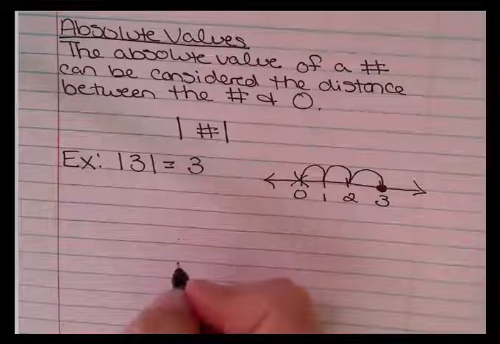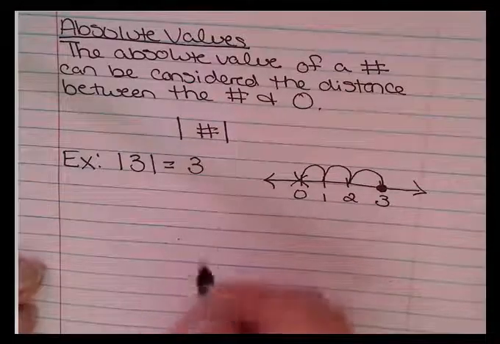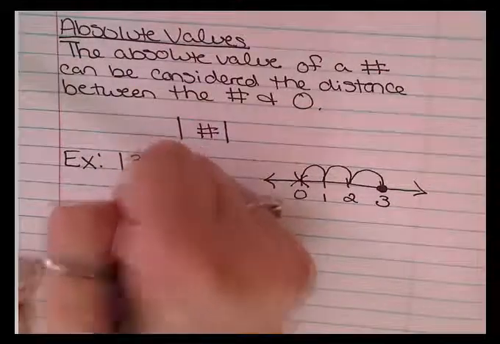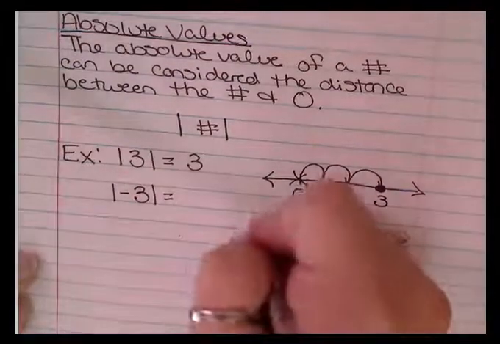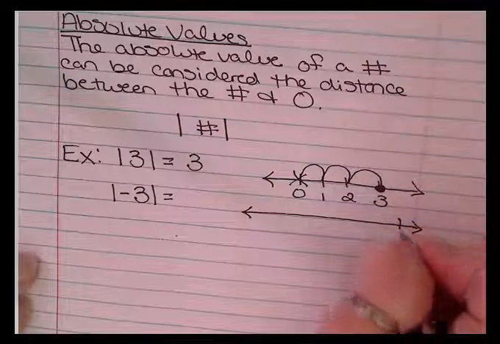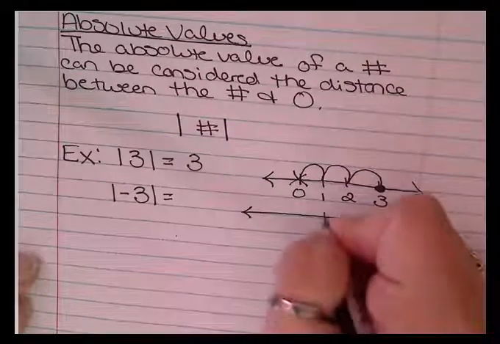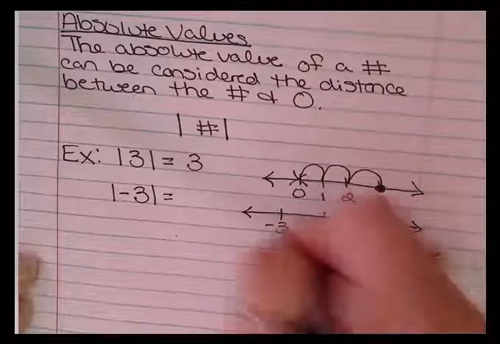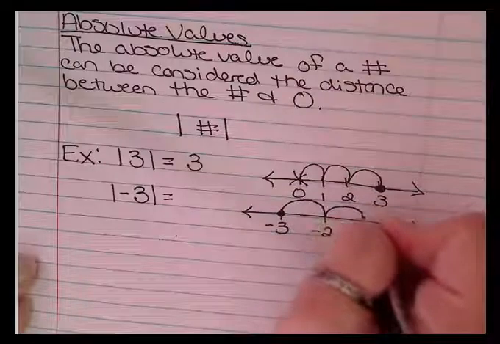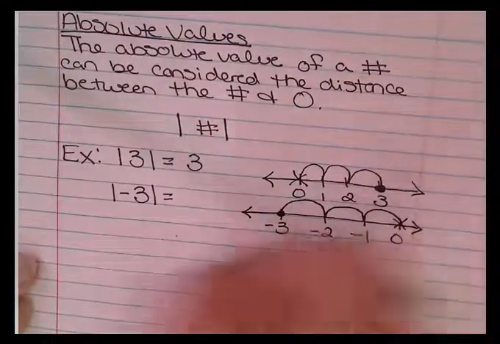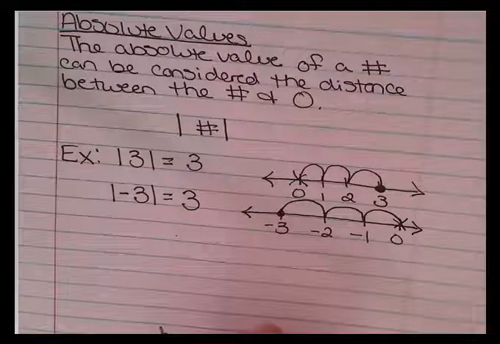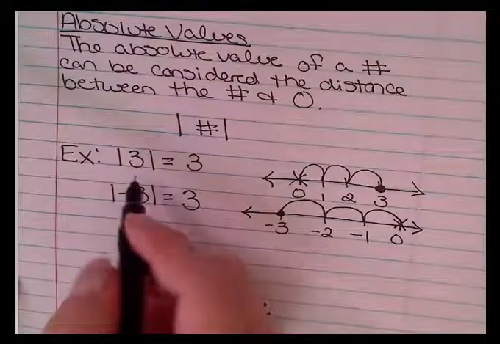Let's look at another example. Let's look at the absolute value of -3. We'll draw a number line. And you don't always have to draw a number line. I'm doing this in the beginning so that you can have some visual references. So we're going to start at -3, and we're going to go to 0. So we're going to go 1, 2, 3. The absolute value of -3 is 3. Because the distance between 3 and 0 is 3 spots, and the distance between -3 and 0 is 3 spots.